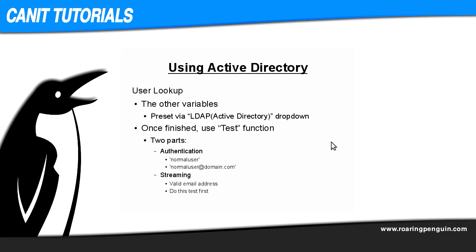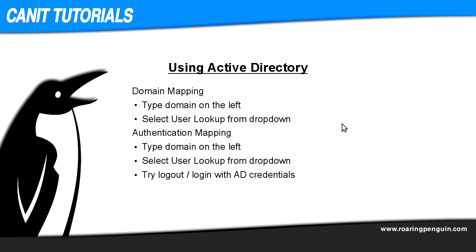Once you've got the streaming test working, move on to the authentication test. To do this part, enter a valid username and password. Use one that's different than the bind DN. Try the plain username first, and then the username with the fully qualified internet domain name added. If the latter one fails, go back through the user lookup settings and check the setting that says "strip domain name prior to authentication."